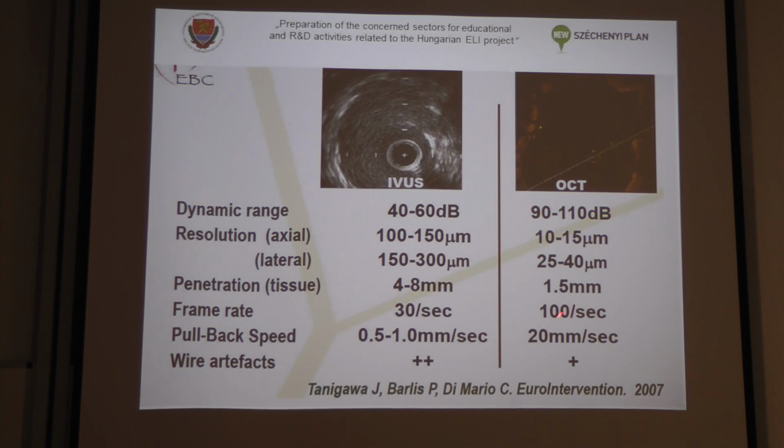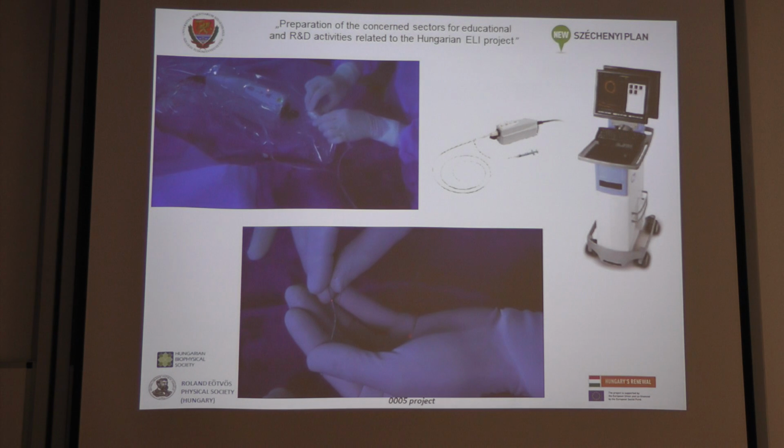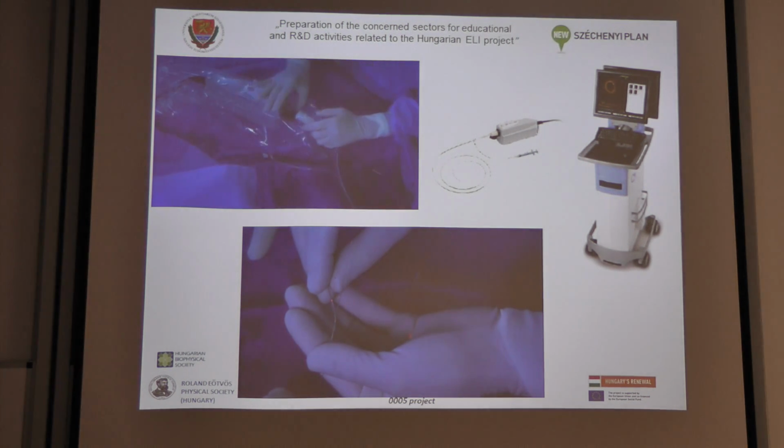So the frame rate and the resulting pullback speed is at least 20 millimeters per second, or sometimes now the newest machines are able to do 100 millimeters per second, so 10 centimeters per second, and that requires only 2 seconds of filling up the coronary artery with contrast agent. So that is really, let's say, suitable for everyday use.